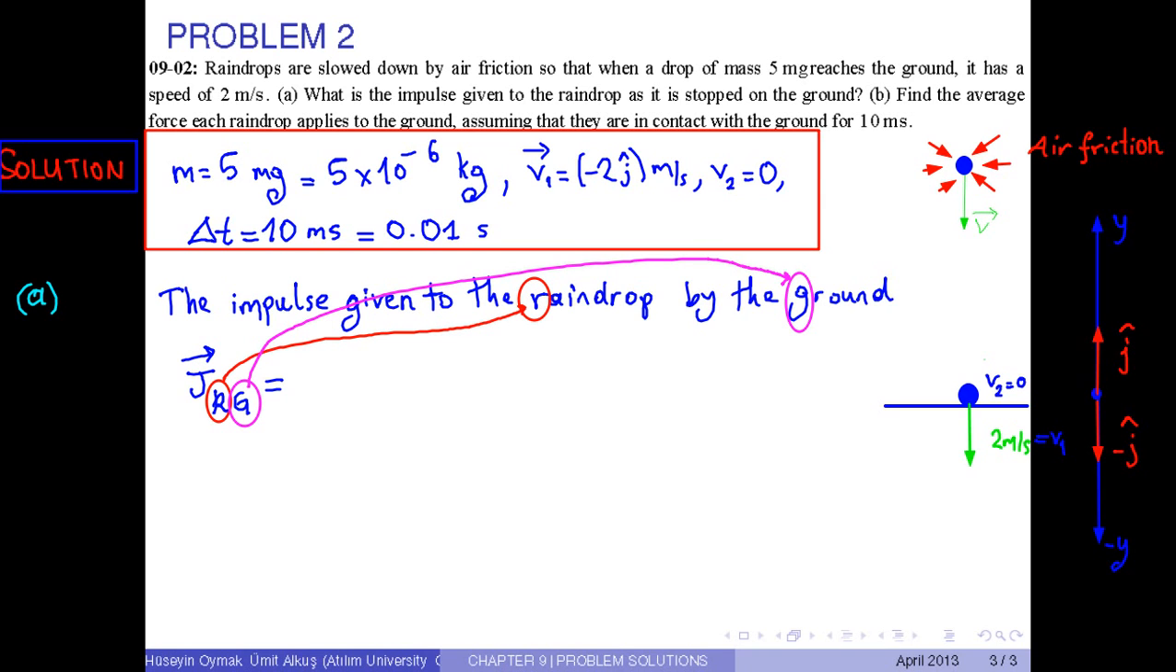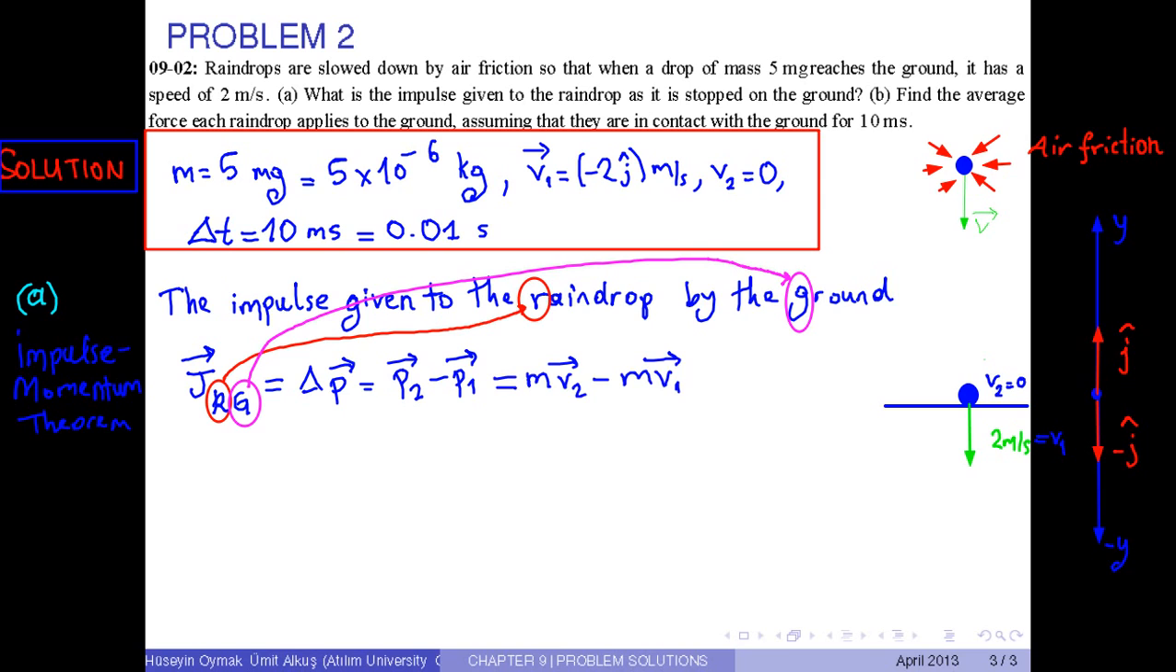In part A, the impulse given to the raindrop by the ground is found by J sub Rg, which means the impulse on R by G, where R is the abbreviation of raindrop and G is the abbreviation of ground, which is nothing but the change in the momentum of the raindrop. And this formula is called the impulse momentum theorem. Anyway, this equation becomes m times vector v2, which is the final momentum of the raindrop, minus m times vector v1, which is the initial momentum of the raindrop. Since v2 is 0, we have 0 minus m times v1, which is equal to minus m times v1.